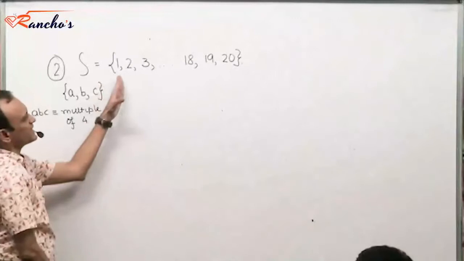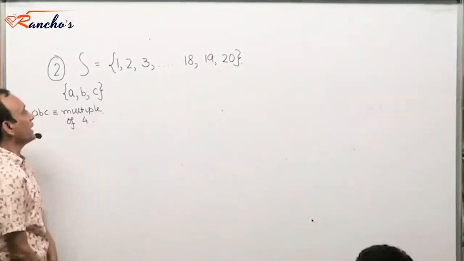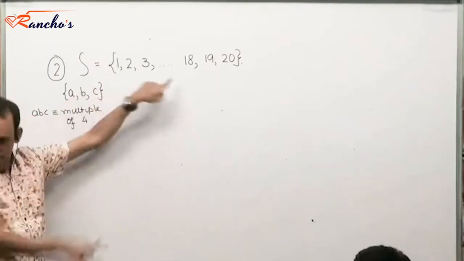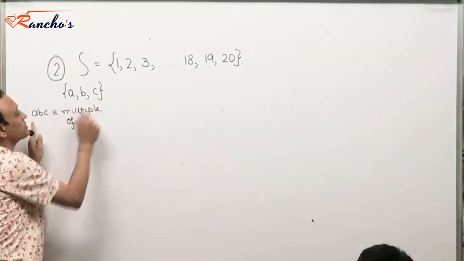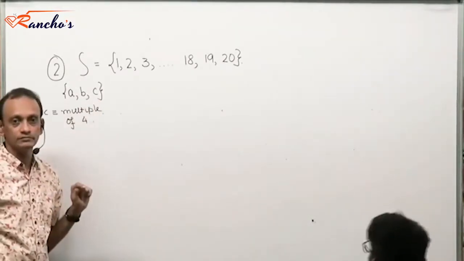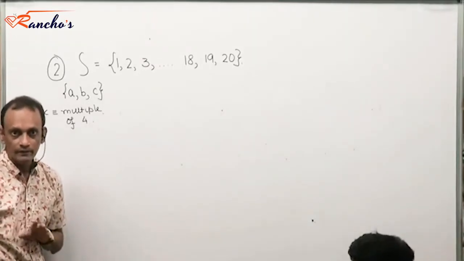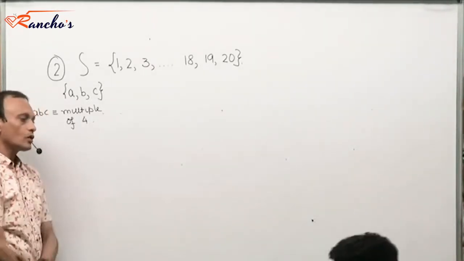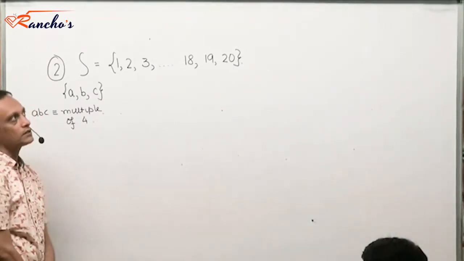So there is a set of 20 consecutive numbers, 1, 2, 3, ..., 20. And I want to select a 3-element subset from this, A, B, C, such that the product of these numbers is a multiple of 4. This is what we want to do, right? Right, Aritru?